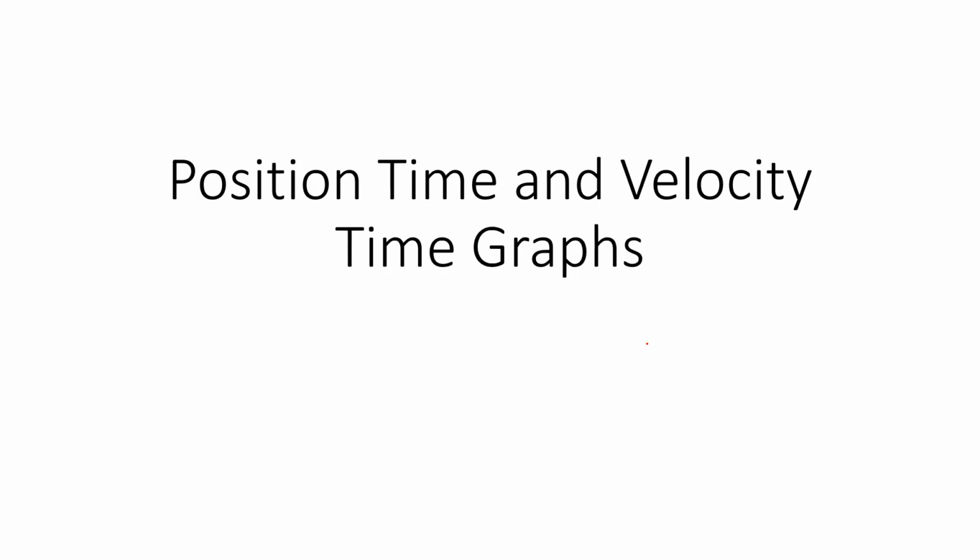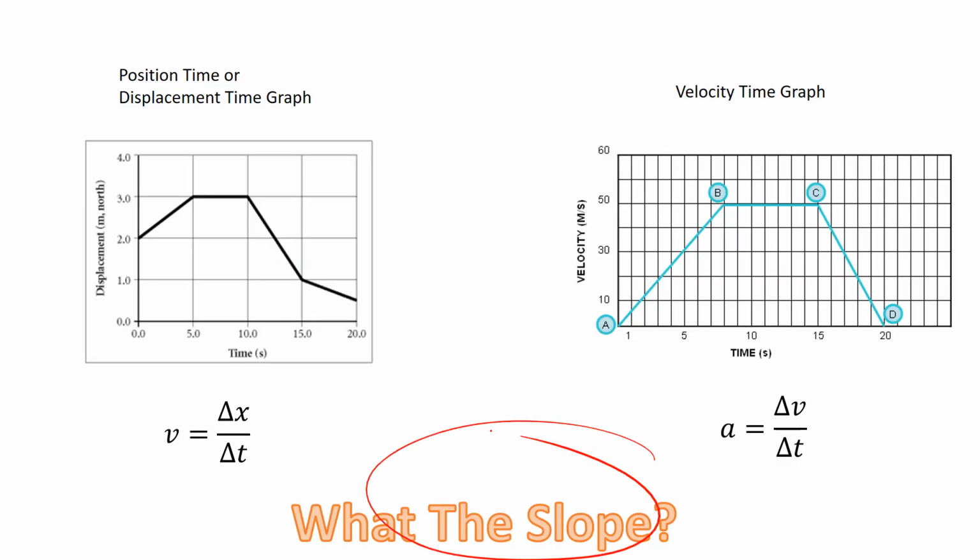In this video, I'm going through a worksheet that we did in class that has position-time and velocity-time graphs. First of all, what does the slope of a position-time graph or a velocity-time graph tell you? Displacement is nothing more than position. Displacement is x, time is t, and if I take that rise over run, that is equal to your velocity. So on a position-time graph, the slope is velocity.